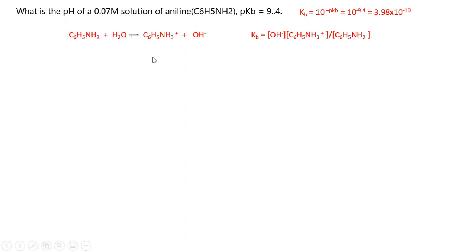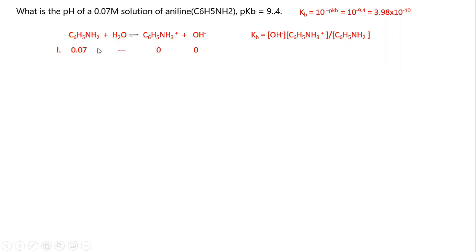Next, we need to do our dissociation equation. Here, our weak base aniline accepts a proton from water. We form the conjugate acid and hydroxide ion. And this is what the Kb expression equals. Notice this is different than the Ka because here we have hydroxide ion concentration, whereas with Ka we had hydronium ion concentration. So again, we set up our ICE table.